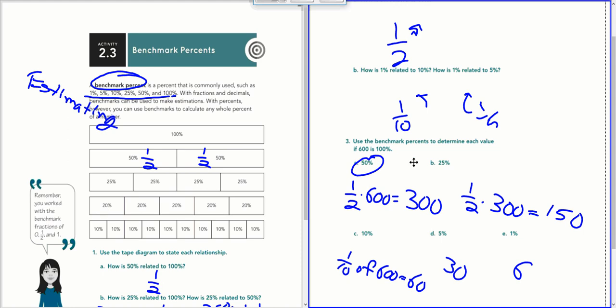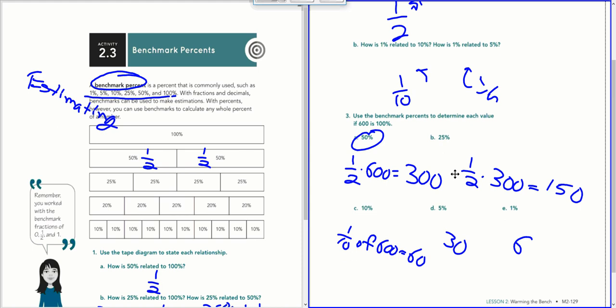Okay, so 50% of 600. So we did 1/2 times 600. Or I like to switch my mind because multiplication sometimes confuses me and do 600 divided by 2. Forget the 1 and just do 6 and we'll turn this to a division sign. We get 600 divided by 2, which is 300. And then for this one, you can do the same thing, 1/2 times 300, or 300 divided by 2, which I got 150.